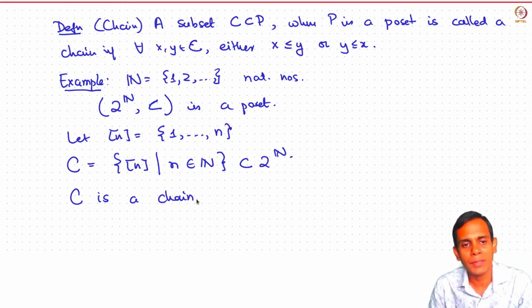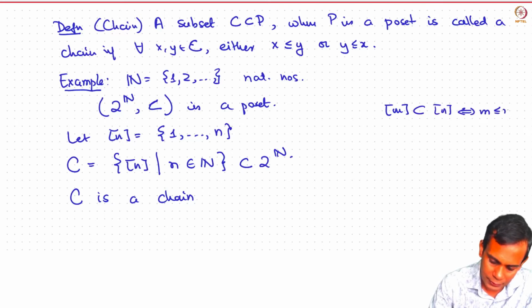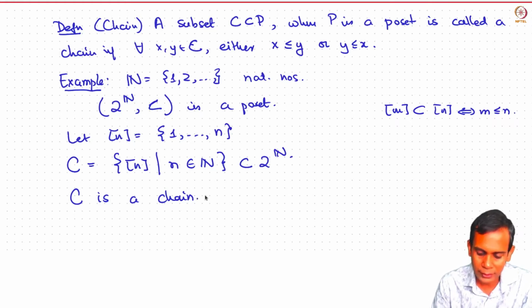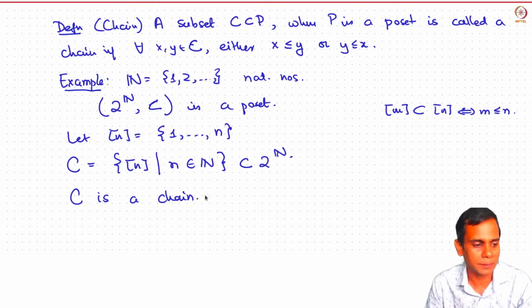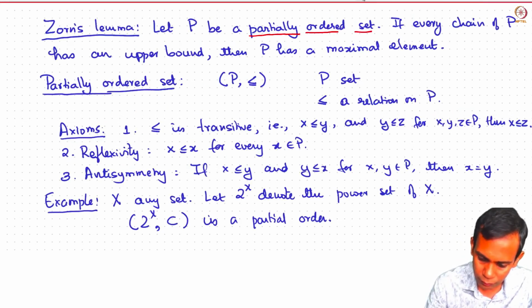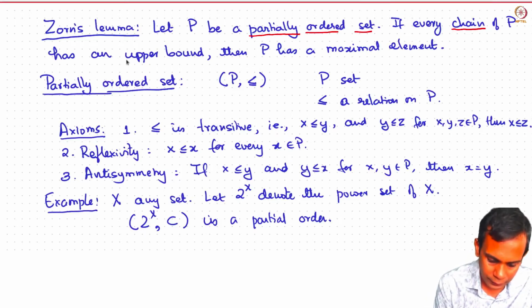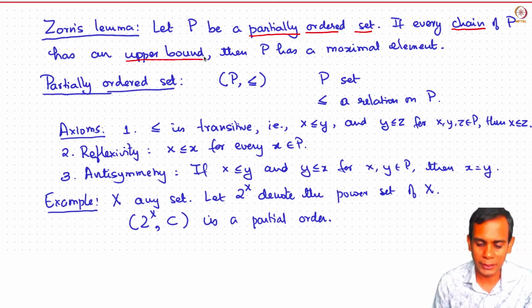any two elements of C will be of the form box M and box N, and box M is contained in box N is the same as saying that M is less than or equal to N. So any two elements of C will be comparable. The ordering on the elements of C will match with the ordering of the corresponding integers. So we have also now defined chain, and now it remains to say what it means for a chain to have an upper bound.